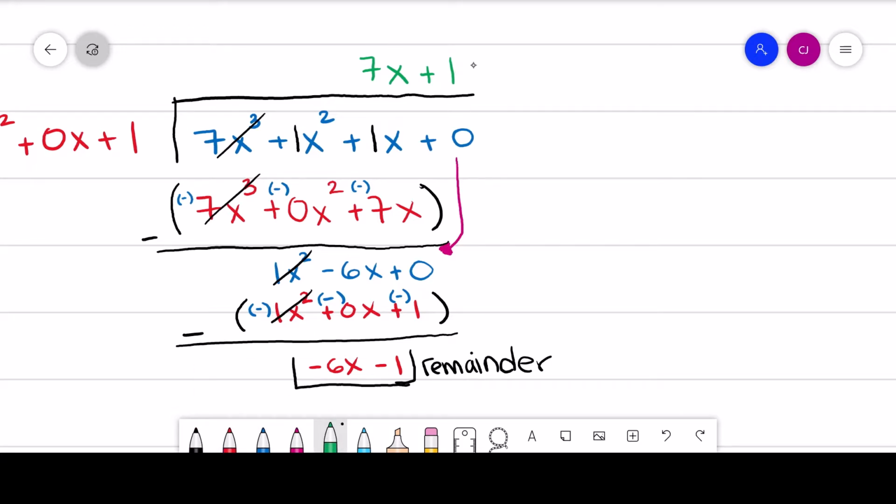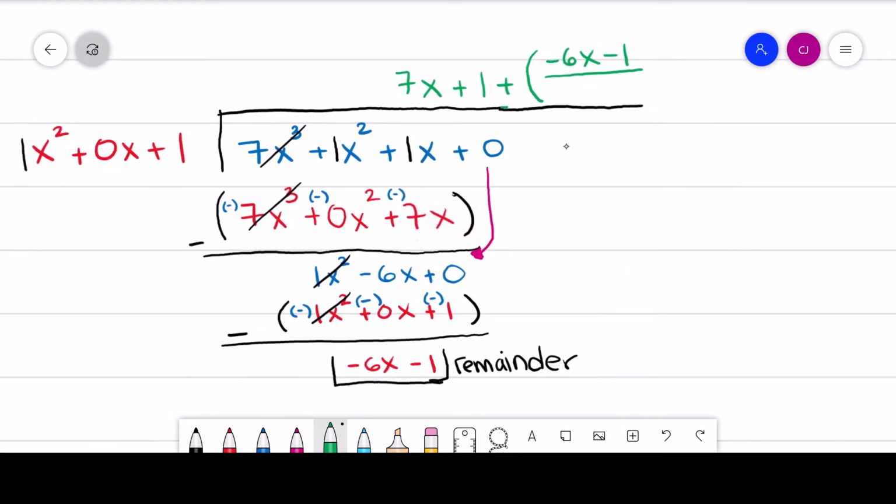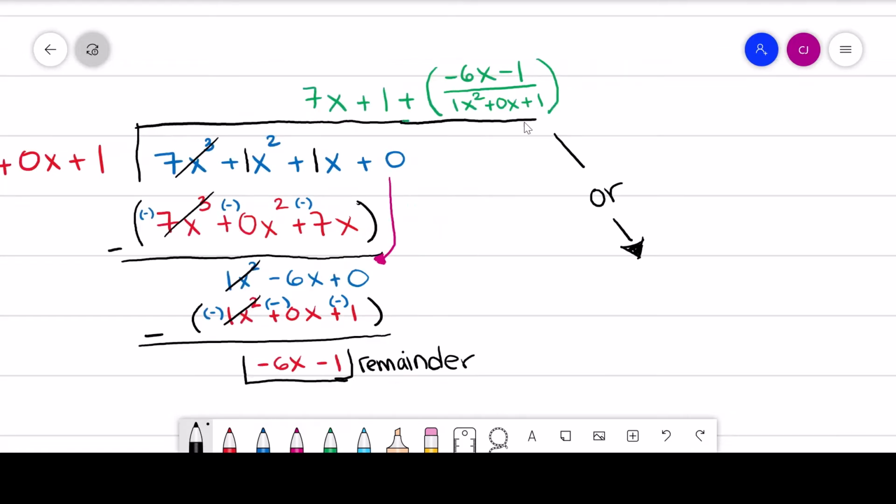So I'm going to include it as plus parentheses. Let me expand this a little bit further. Negative 6x minus 1 over 1x squared plus 0x plus 1. All right, so there you have it. This is our quotient or our factor.